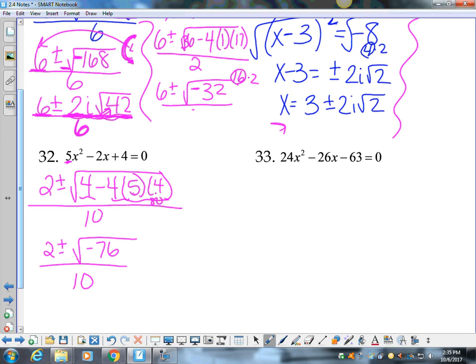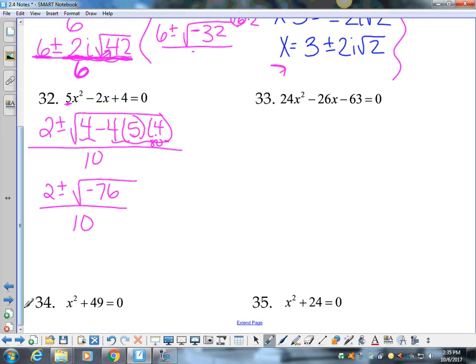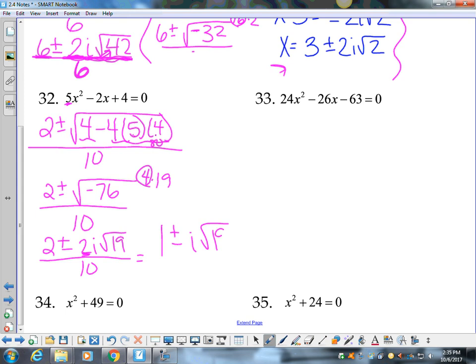I know I can pop an i out, but I have to go hunting for squares in 76. Always start with 4. And this one happens to be 4 times 19. So 2 plus or minus 2i root 19 over 10. And everybody can cheat with a 2. So 1 plus or minus, please don't forget that 1. I don't have to have the 1 here because I still have the i in the root 19 over 5.